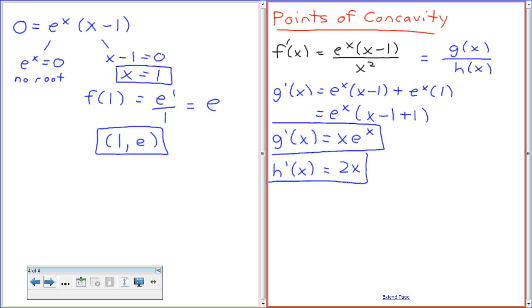For a change. All right, I'm going to hit pause in the video. I want you to finish the derivative for me now. It's going to be g prime of x times h of x minus h prime of x times g of x, divided by h of x squared. That's what the quotient rule is. Then simplify it out, and things will simplify a bit.